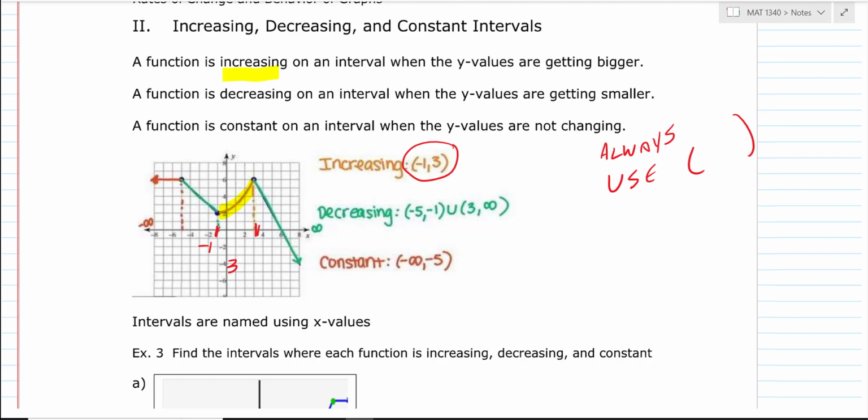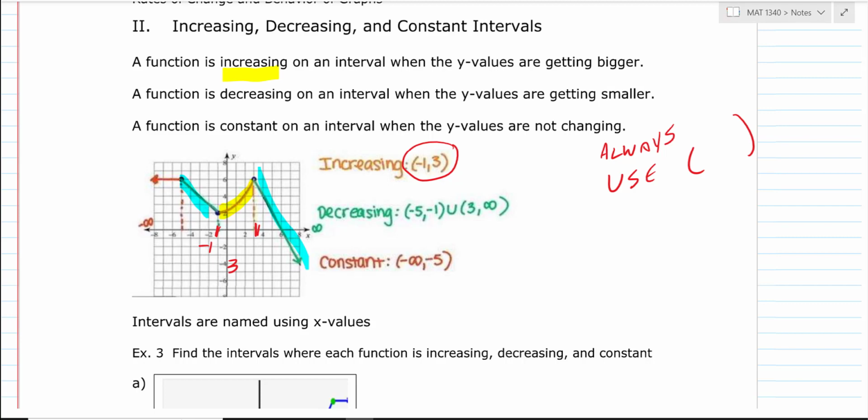And then decreasing, you're going downhill on the roller coaster. I'll highlight this in blue, and then again, just see what I'm doing. Look at the x value. This decreasing interval starts at -5, then it ends at -1. Then it picks up again at 3, and then it goes on forever. So you're naming those in interval notation.